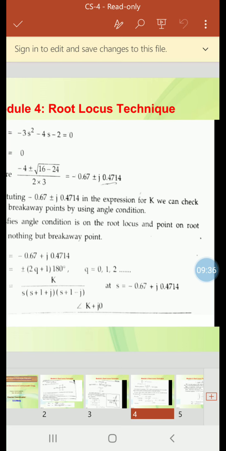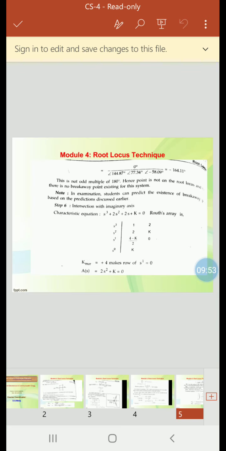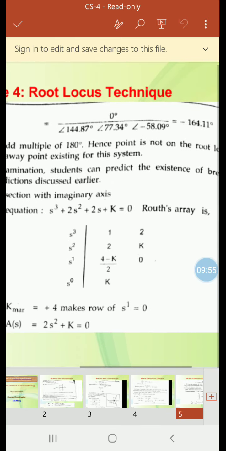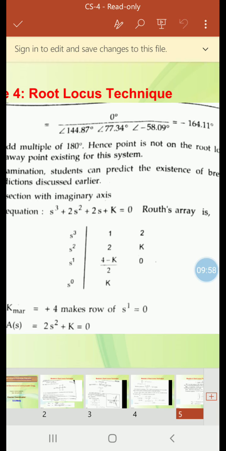So this will be equal to the angle of K plus j0 divided by the angle of minus 0.67 plus j 0.4714, the angle of 0.33 plus j 1.47, times the angle of 0.33 minus j 0.53, which becomes 0 degrees divided by the angle of 144.87, times the angle of 77.34, times the angle of minus 58.09, as shown. So when you determine it, the angle will be minus 164.11.